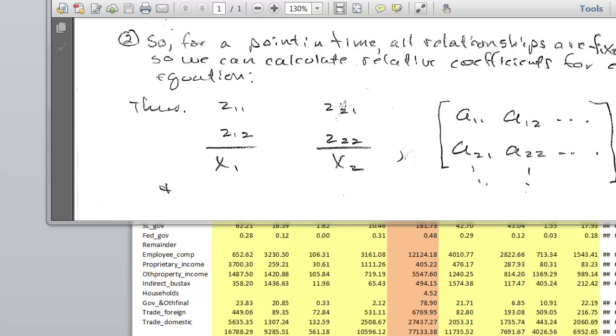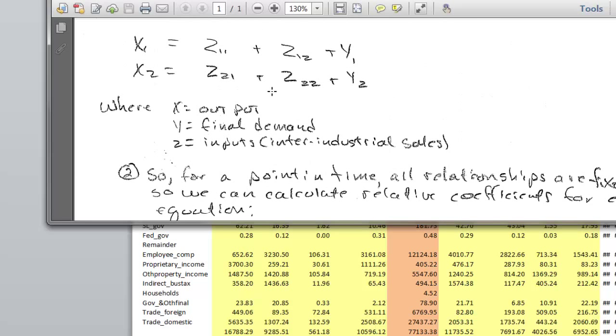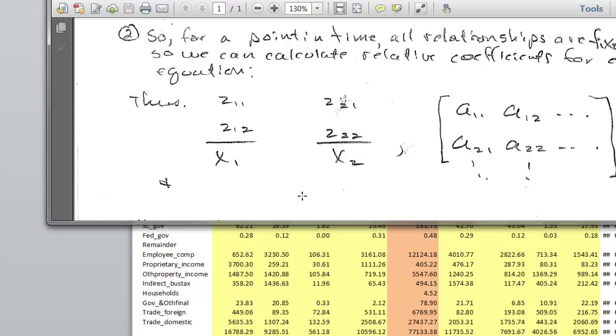So for a point in time, all of these relationships are fixed. We're going to take them as an indication of what a phrase I'm going to use later on, our production formula, or the coefficients of our production process. So what we want to do is reduce these input values to coefficients. And the way we do that, let's go up here just a little bit, we take the values that are in each one of these input values, and we divide them by the total. And what that's going to give us is the percentage of output that came from these inputs, or these sales.